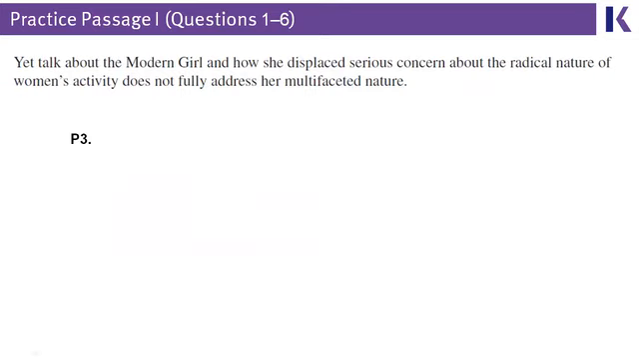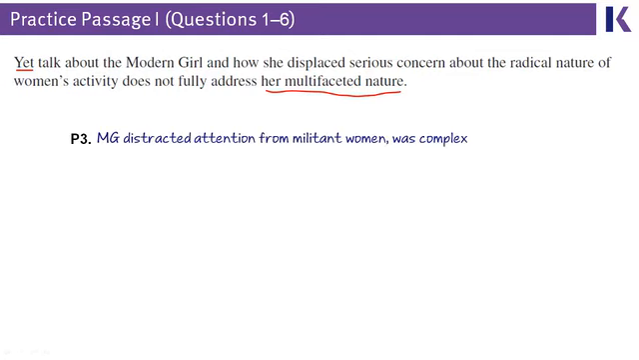Let's move over into paragraph 3, which is a nice short paragraph. That's a nice little break in a long, otherwise pretty heavy passage. It's a contrast sentence because it starts with the word yet. And there's not tons of extra information here. The modern girl might have displaced serious concern about the radical nature of women's activities, but this still doesn't address her multifaceted nature. So paragraph 3 is almost kind of a setup for explaining more of her multifaceted nature in later paragraphs. So you can put something like, modern girl did distract attention from these militant women.